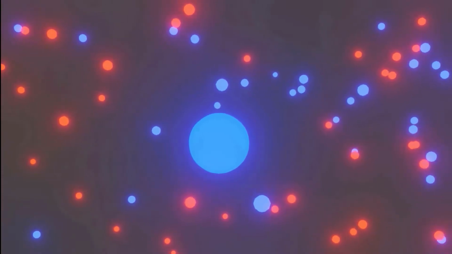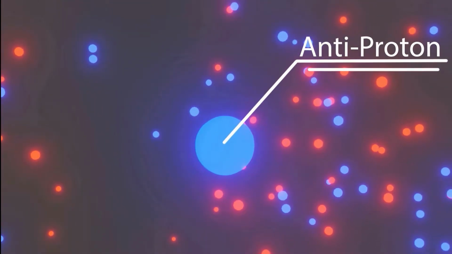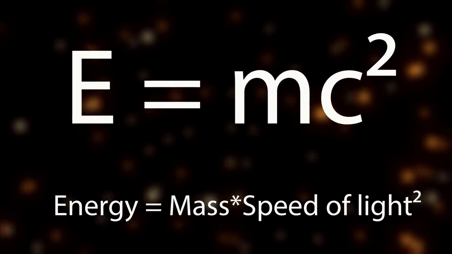This is antimatter, more specifically an antiproton. It has the exact same mass as a proton but opposite charge, and when it comes in contact with a proton, they annihilate each other, releasing all of their mass as energy using the famous equation E equals mc squared.